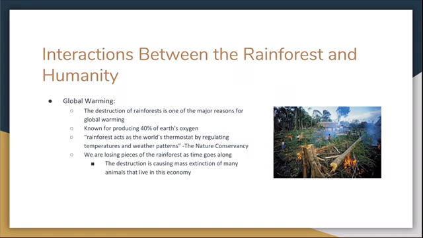We are also losing big pieces, football fields of rainforest as time goes along, and the destruction is causing mass extinction of many animals that live in the rainforest because of the unique environment. Thank you and good night.